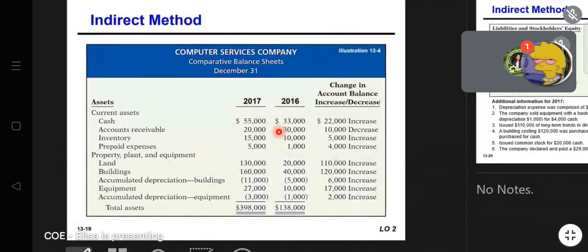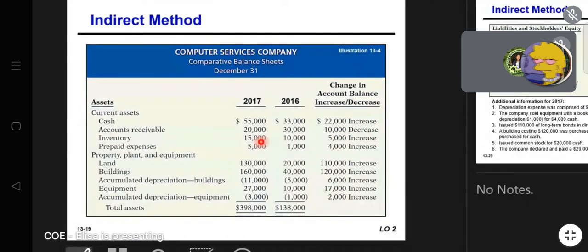So considering this is comparative, what you will do is analyze. So in analyzing, look into the changes, the difference between your prior year and your current year, or current period. So himuon gyud nato ni siya ani nga process. Mao ni atong number 1 nga process. So like here, 55 minus 33, that's 22. 20 and 30, that's 10, so that's decrease, right?